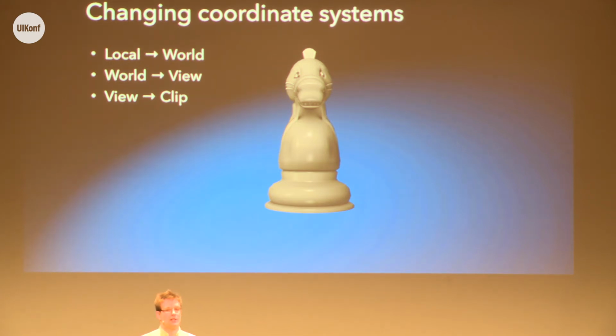Conceptually, this happens in 3 steps. The model object has a position and a rotation and a scale somewhere in the 3D world. So all of the points that make up the 3D model are transformed from what is called local space, as I mentioned before, into world space.